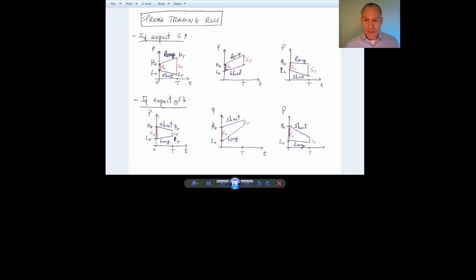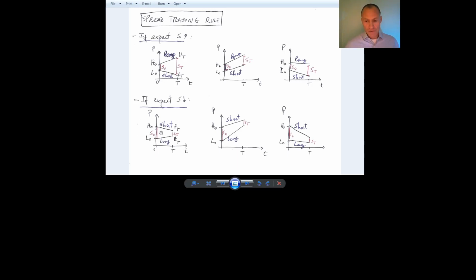On the other hand, if you expect a different scenario, if you expect the spread to narrow, so the prices to converge, you do exactly the opposite. So you short the one that has the high price, and you go long on the one that has the low price. In this case, it's very good because you make money on both legs, so on the short and the long, right? Here you're making money because you're first selling, then buying at a lower price.